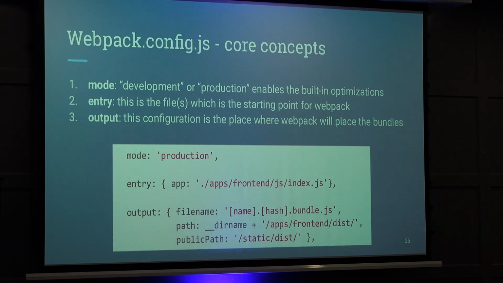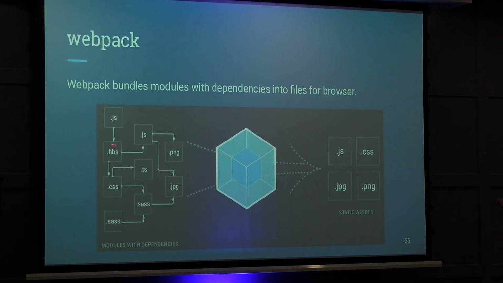Entry, this is the starting point for Webpack. You can have one entry point, or it can be multiple entry points. In this case, we just have one, which we'll store inside the front-end directory in a file called index.js. So if we go back to this graph, in our case, this will be index.js. This is the starting point where Webpack builds module trees, or dependency trees, on top of.